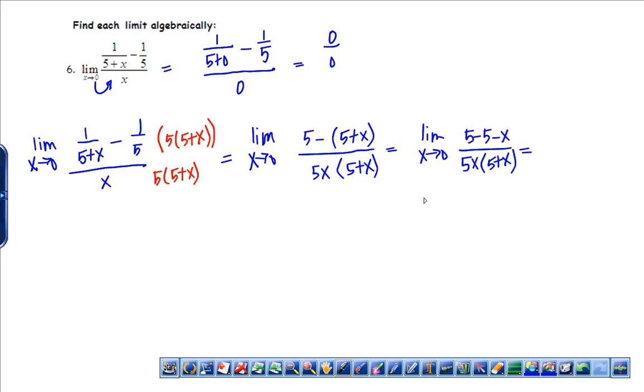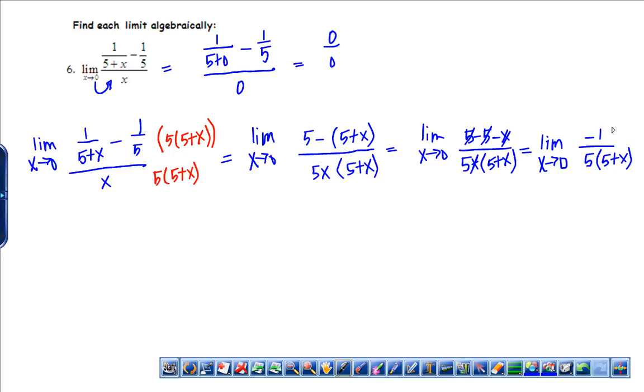Okay, simplify what you can. So the 5 minus 5 is gone, and then my x I can simplify. So I have the limit as x approaches 0. I end up with a -1 on top. I have this x is gone. I have a 5 on bottom, and I have a 5 plus x.